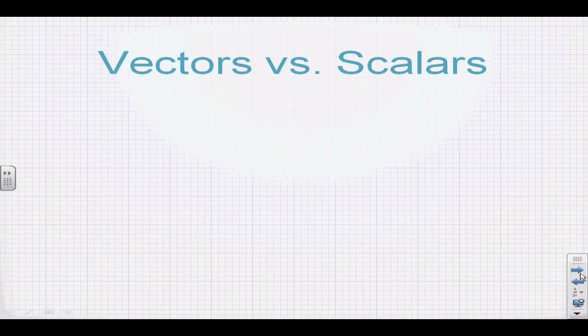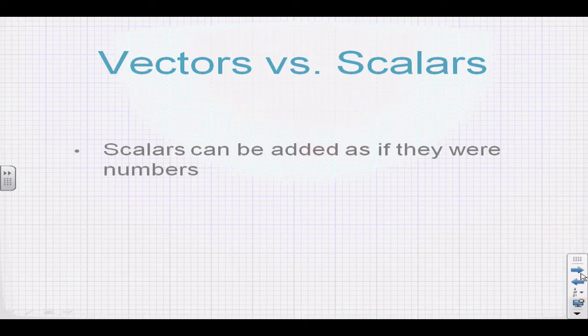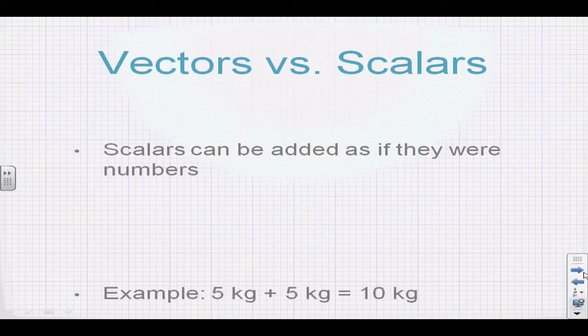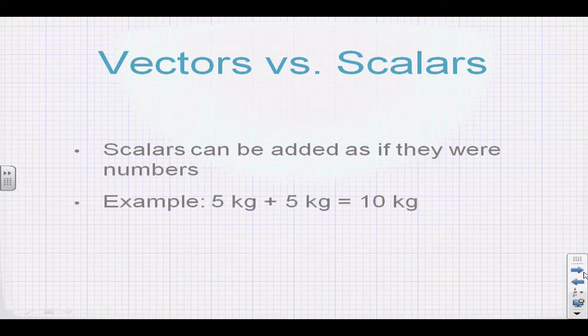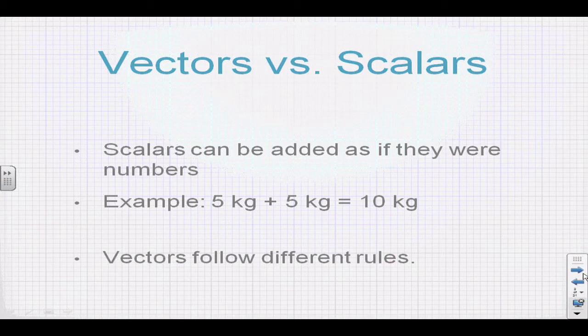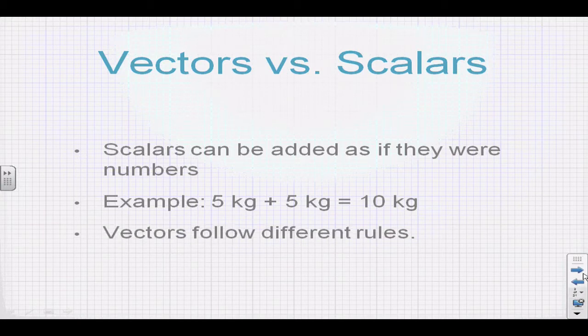Vectors are quantities with magnitude and direction. Scalars are quantities that have a magnitude but do not have a direction. Now, scalars can be added just like they were numbers. For example, we can add two masses together as if they were just numbers. 5 kilograms plus 5 kilograms, of course, equals 10 kilograms. Easy. However, vectors follow different rules.